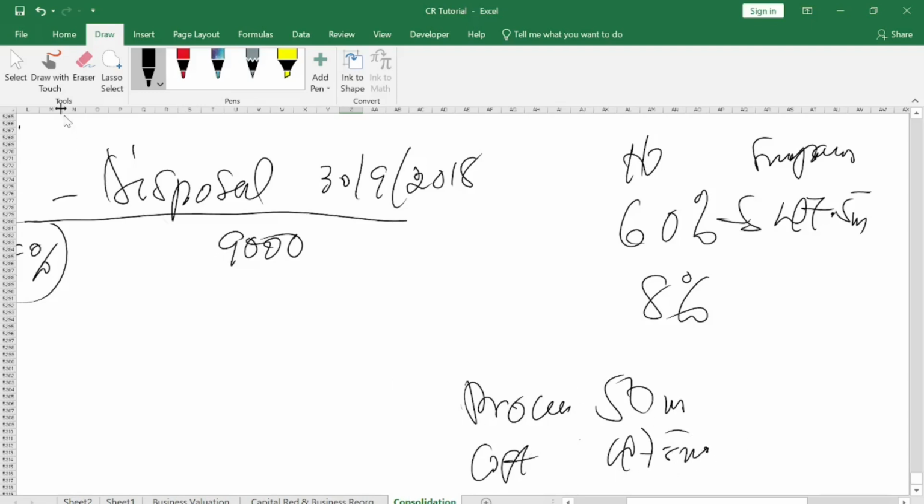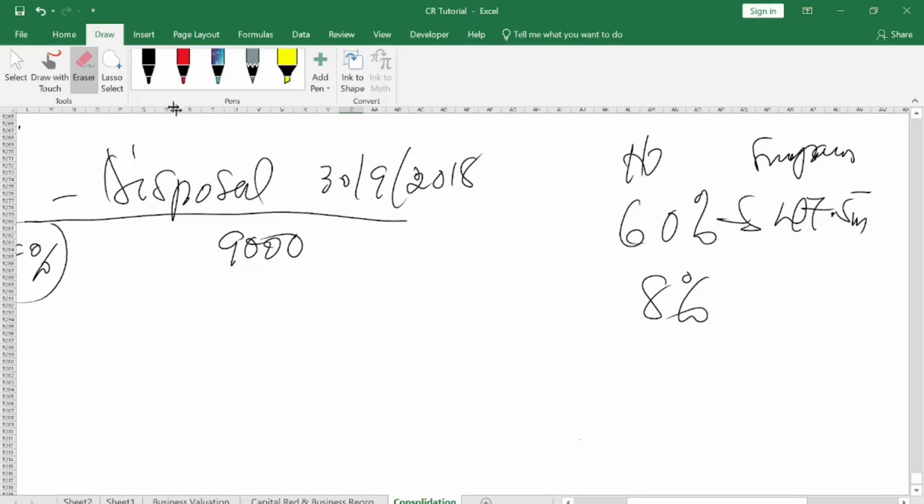You understand? Now, in this instance, they are not selling it all. They only sold 8% and they earned 9 million. How do we get our cost of investment? That's why I gave you this ratio: if 60 percent is equal to 47.5 million.